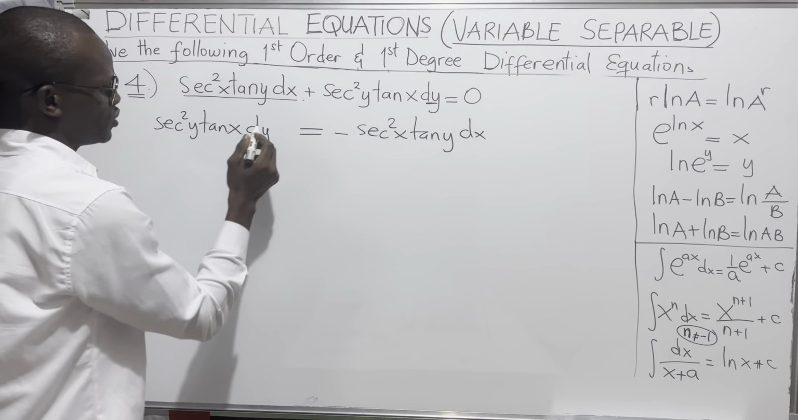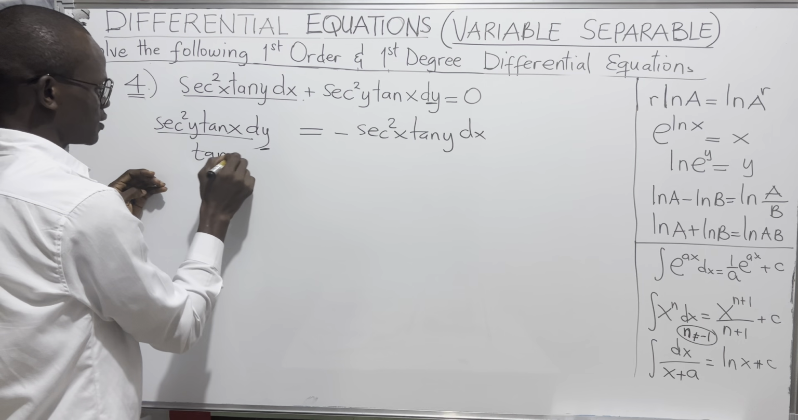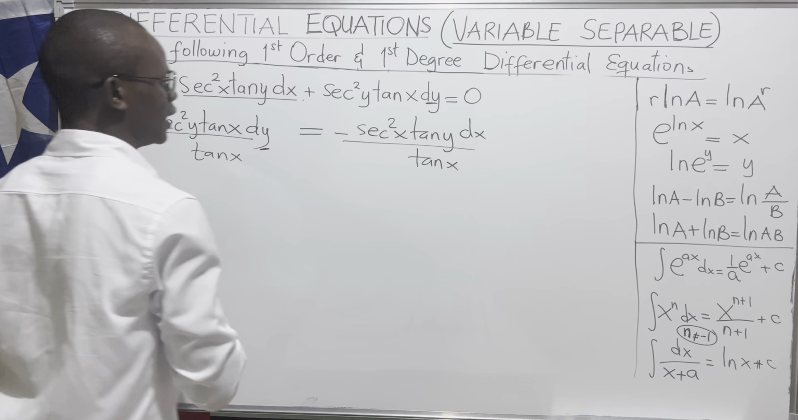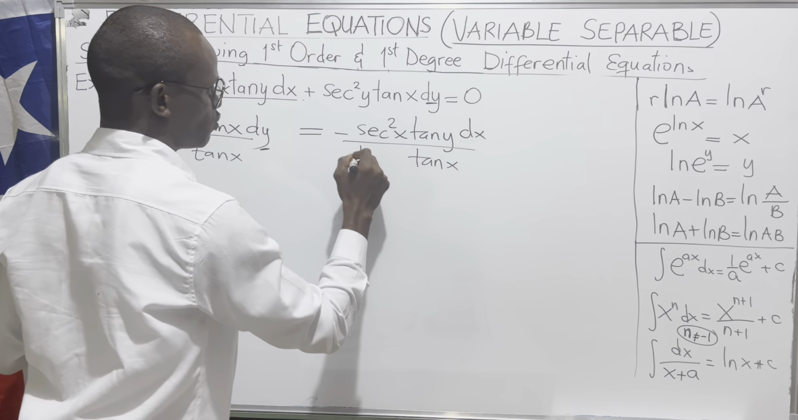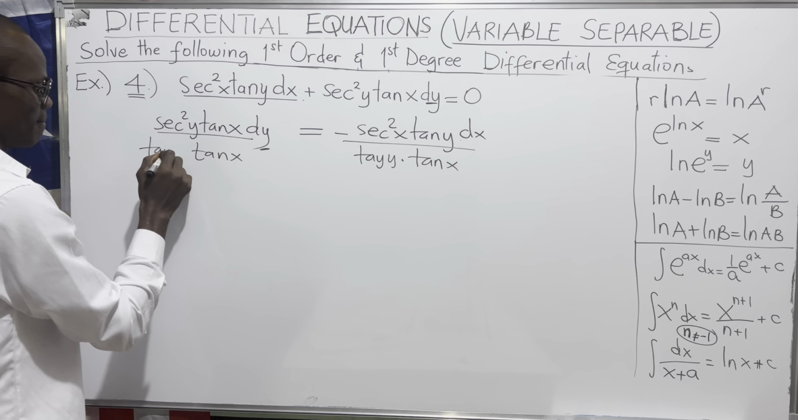So now what we need to do is that all of the expressions that are a factor to this dy should be in y. So this secant square y is okay, but we don't need this tangent of x. So we divide both sides by tangent of x. Likewise, we do not need tangent of y on this side, so we divide both sides by tangent of y.